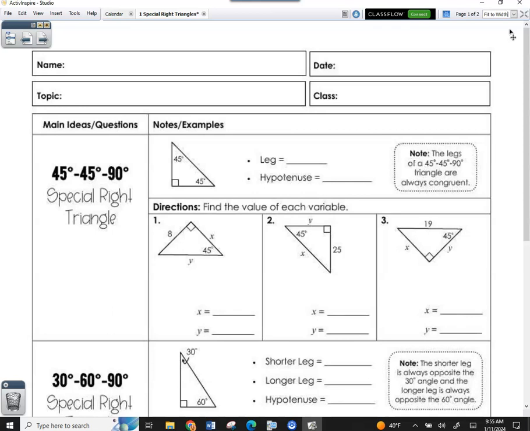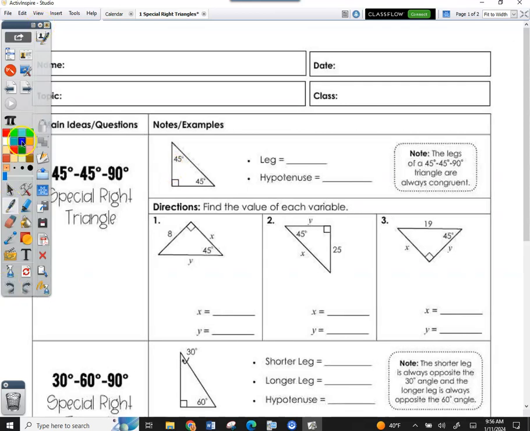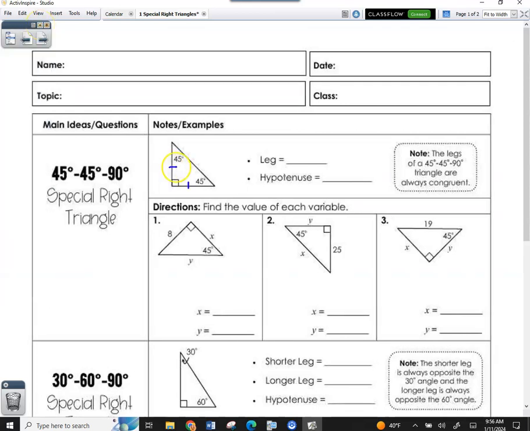Okay. This box right here is the formula. So you've got 45, 45, 90. Because it's 45, 45, these legs would be equal. So I'm going to put congruent marks. They are equal to each other.